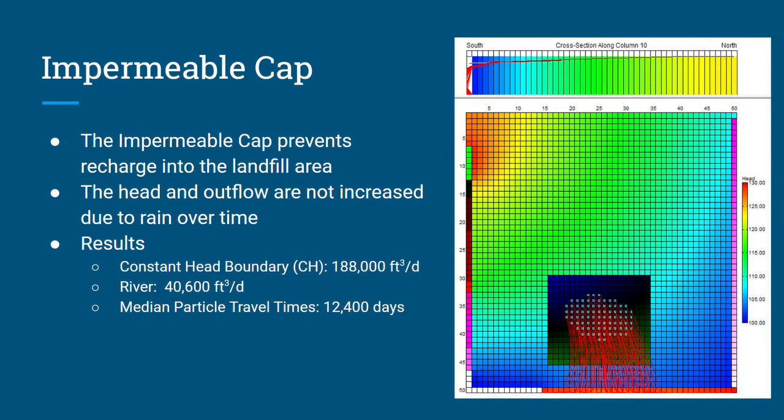One of the models we're viewing in depth is the impermeable cap. The impermeable cap prevents recharge in the landfill area. So in the model, the recharge is set to 0 in this particular area as shown on the display. The results from this model are displayed. The constant head boundary is equal to 188,000 cubic feet per day. River outflow is equal to 40,600 cubic feet per day. And the median particle travel time is 12,400 days.